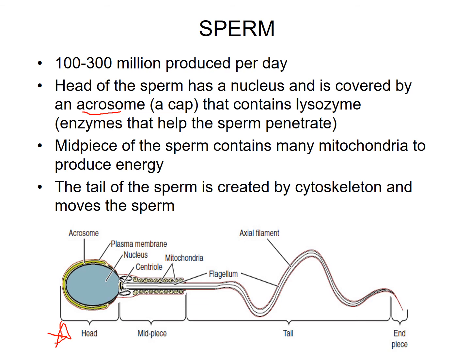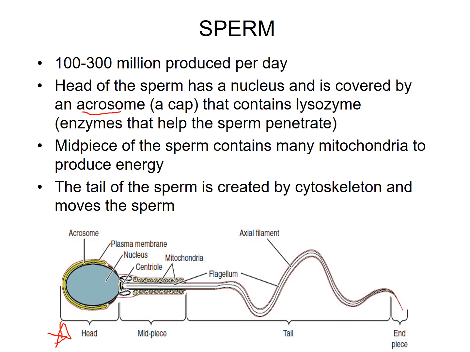It's actually the first one that does all the legwork and breaks down into the egg. The egg is protected by this big barrier, and the acrosome of that first one helps break it down, and then another one can actually get in and fertilize the egg, believe it or not.